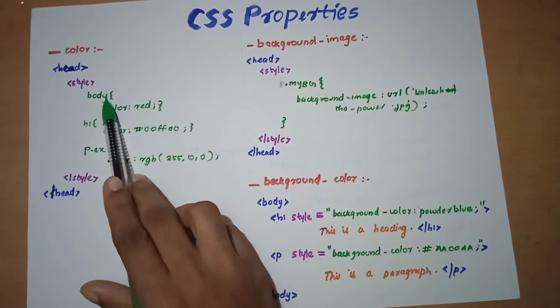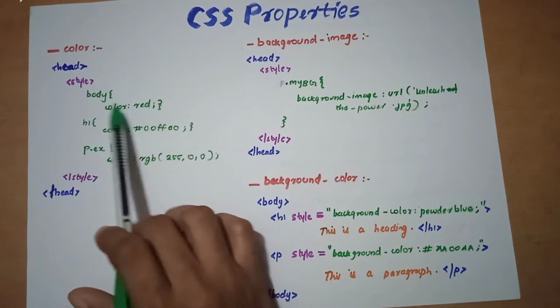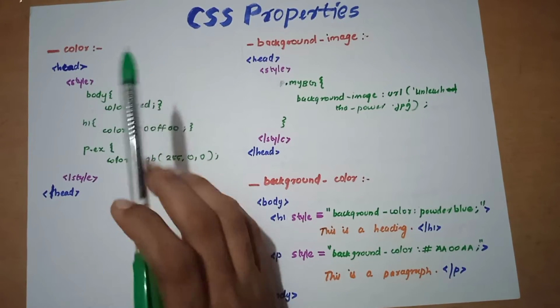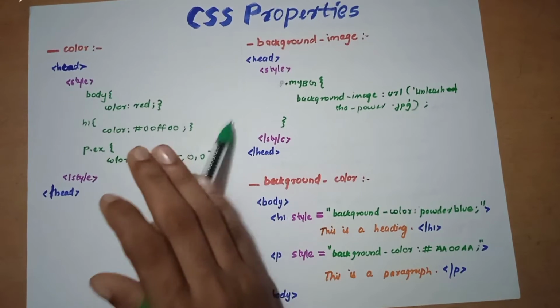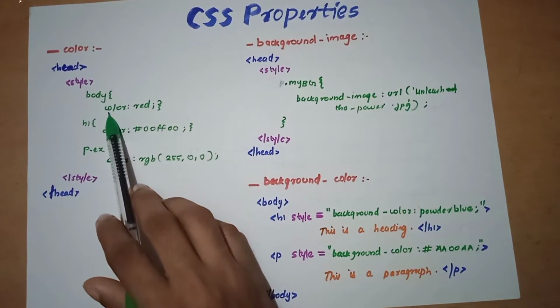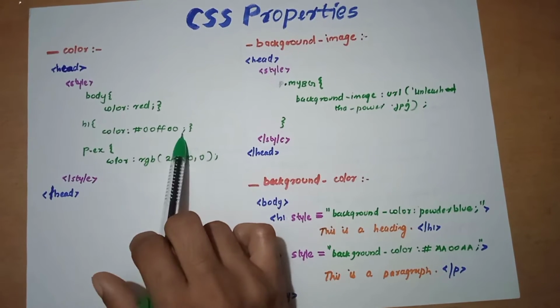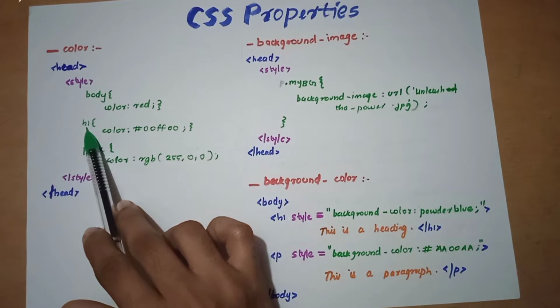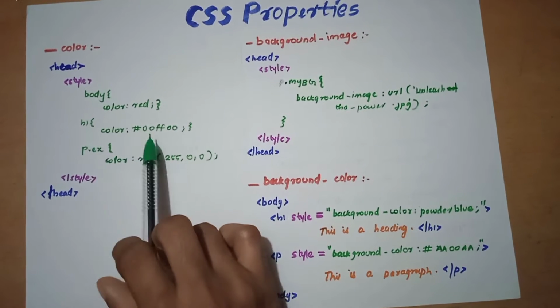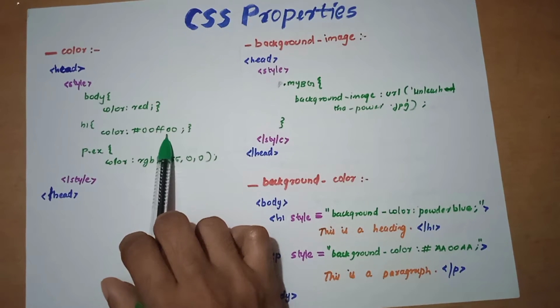So here I used body. That means whatever is written in the body should have the color red. And for this H1 I have given another color. That means only the thing that is written inside the H1, the heading, should be displayed in this color.